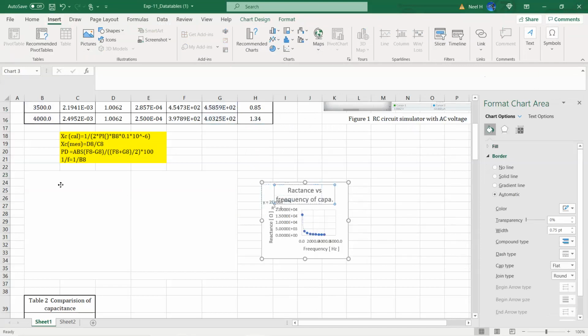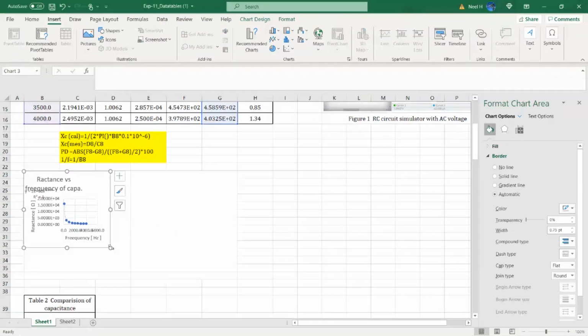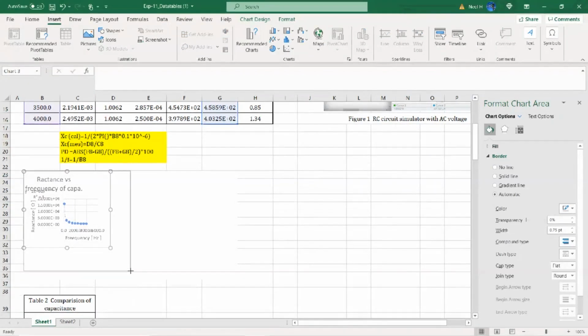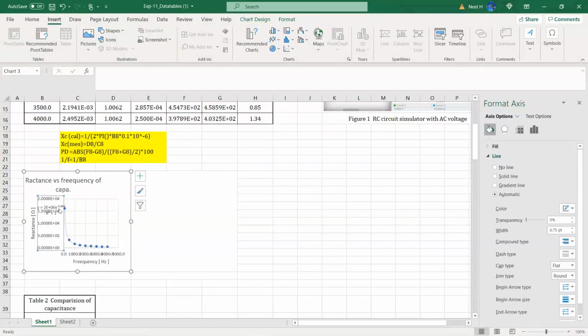Then we'll make it smaller and then bring it here. Make sure if you have a graph, everything should be fairly visible. Like in this graph, you can see there are certain things. It looks very small, but you have to make sure everything is fairly easy to see.